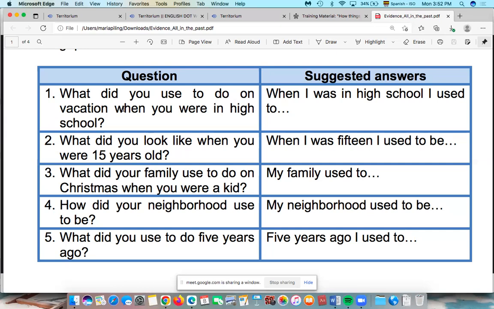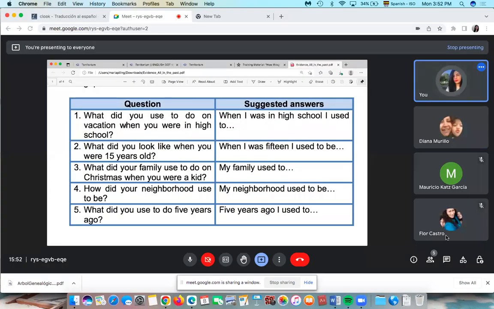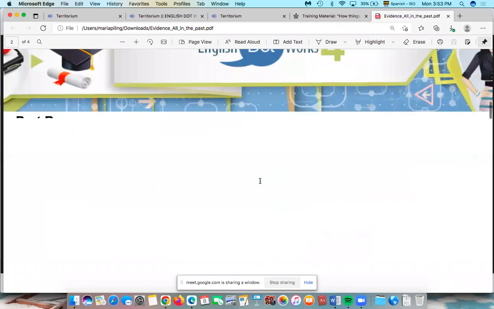When I was 15 years old, I used to be shorter. For example, I used to have curly hair. I didn't straighten my hair. I used to be skinnier. I was thinner. You can say thinner, probably thinner. I used to be thinner. I used to be shyer as well. But this is about appearance. Look like. So you can say if you used to wear glasses, or if you didn't use to wear glasses, because it depends. So you can use these questions to record yourselves talking about that.